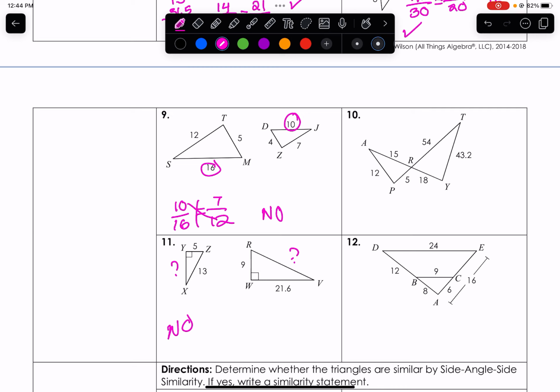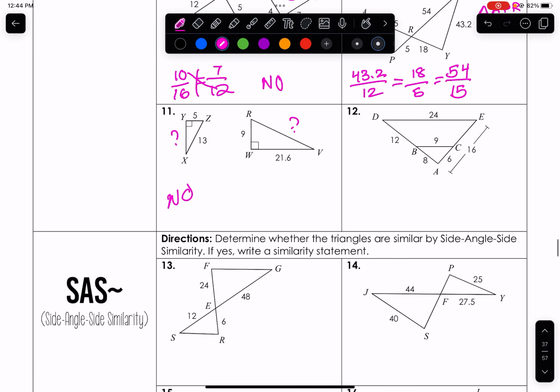For number 10, again, you're just going to keep doing the same thing. 43.2 over 12 would have to be equal to 18 over 5, which would have to be equal to 54 over 15. So we're going to check our numbers. 3.6, 3.6, 3.6. So yes, we know that triangle TYR is similar to triangle APR. I already talked about 11.